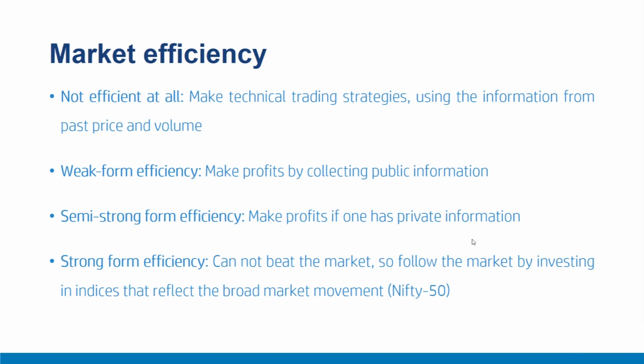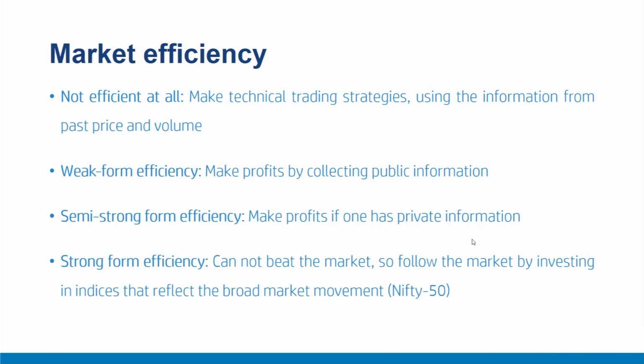What should one do if the market is inefficient or efficient at different levels? For example, if the market is not efficient at all, not even weak form efficient, then one can make profit simply using technical trading strategies, that is, making trading strategies using past information from prices and volume. What about if the market is weak form efficient? Then one cannot make profits using past prices and other trading history data, but one can make profits using public information.